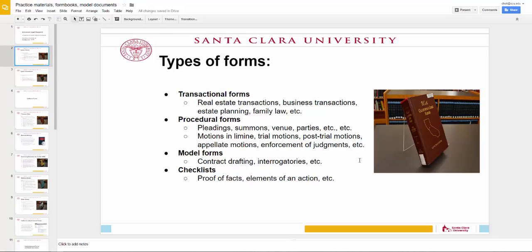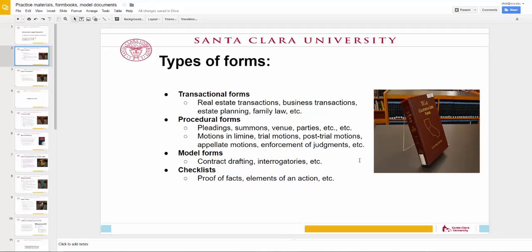First, a very quick introduction as to the type of forms that you'll have available to you. They can really be broken up into four basic categories. The first are transactional forms, and so real property transactions, business transactions, family law, and estate planning. The second are procedural forms, and so pleading, summons, venue, parties, etc., motions in limine, enforcement and judgments, appellate motions, all of that good stuff.